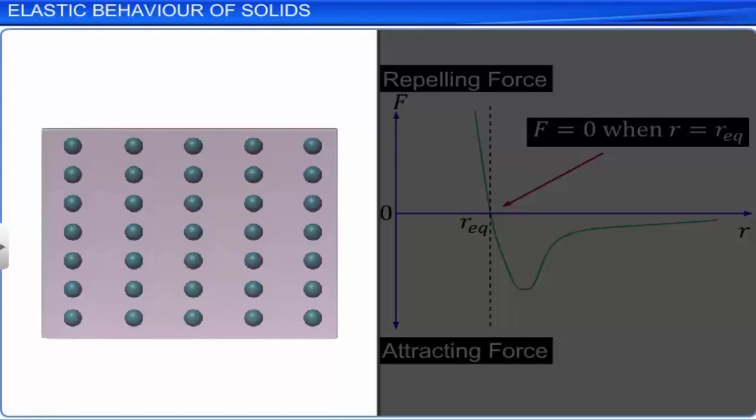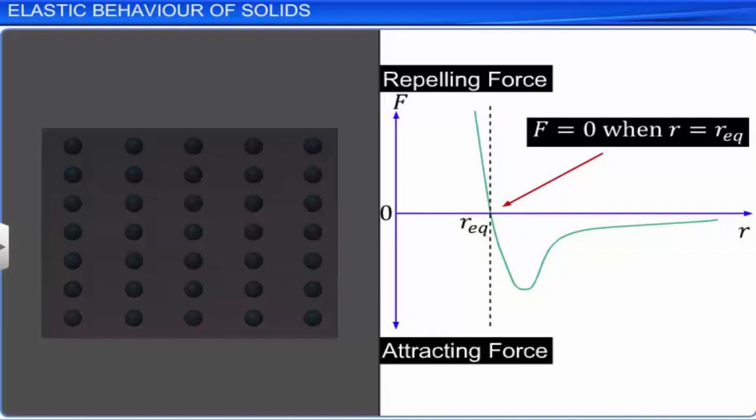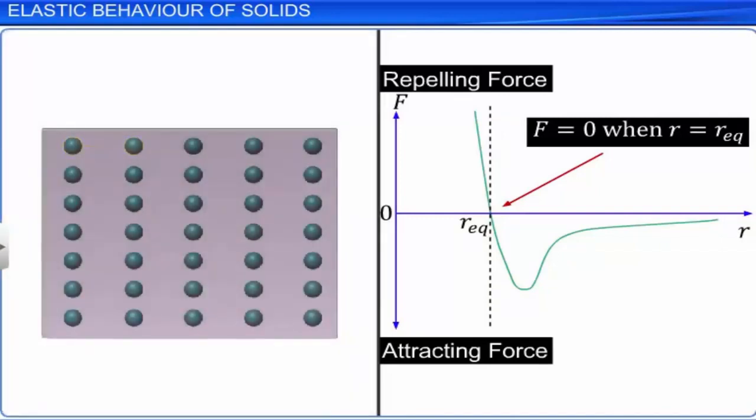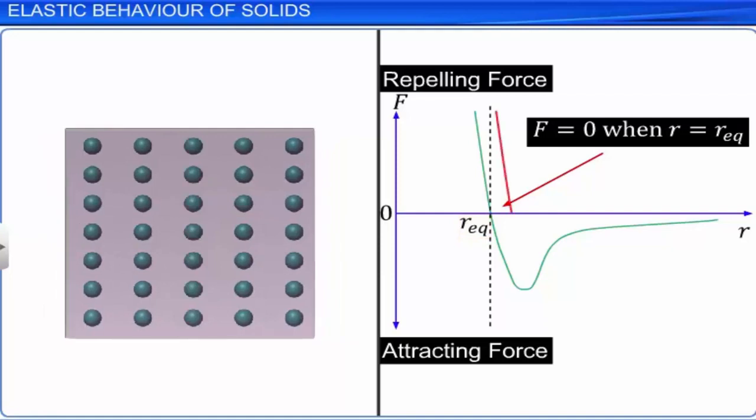The graph displays the intermolecular force between two molecules as the distance of separation between them changes. When molecules are at the equilibrium distance of separation, there is no net force between them. If they come closer than this, they experience mutually repulsive forces. The force becomes mutually attractive when the distance of separation is more than the equilibrium value.